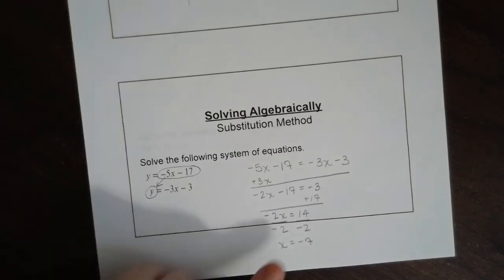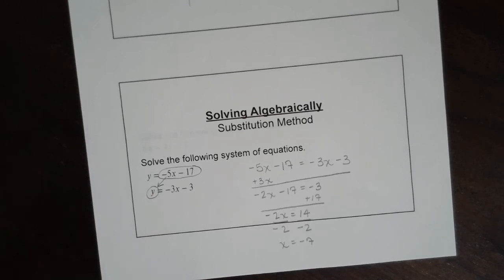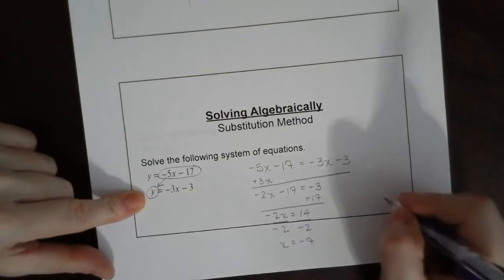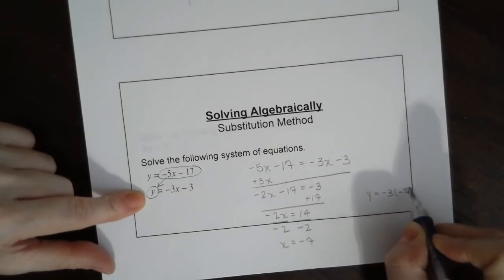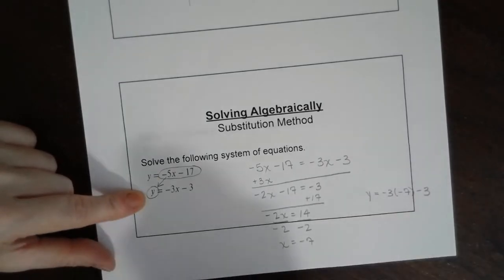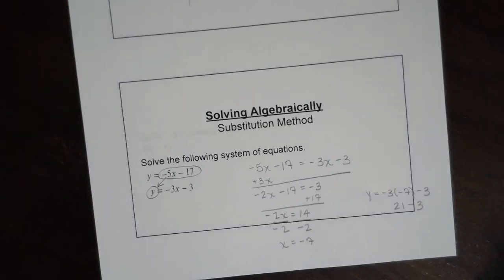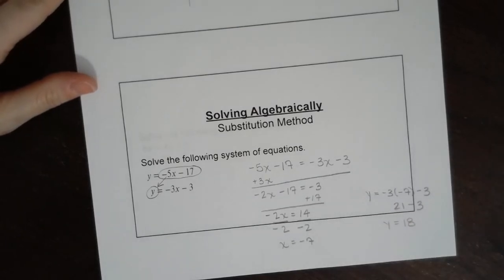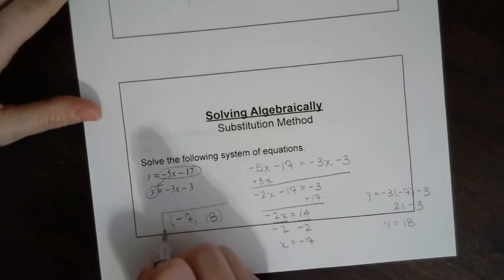So now I know what x is. I can substitute back in here into one of these equations and figure out y. Doesn't matter which one I substitute into. I'm going to choose the second one. It has smaller numbers. So I'll have y equals negative 3 times negative 7 minus 3. Well, 3 times 7 gives me 21 minus 3. So this will be y equals 18. So my solution is negative 7, 18.